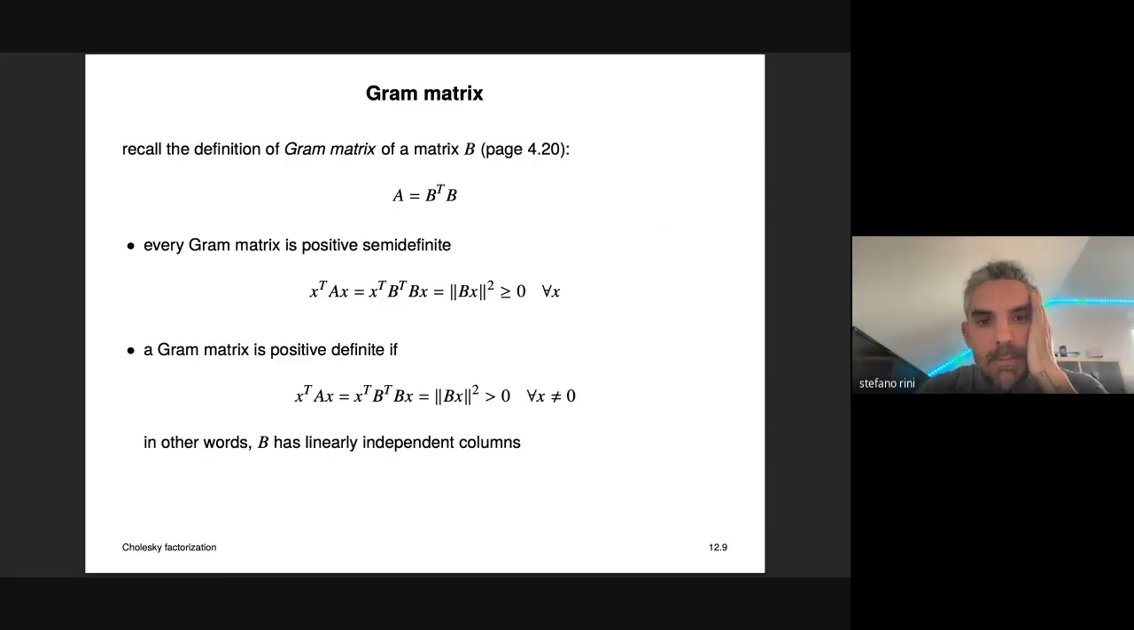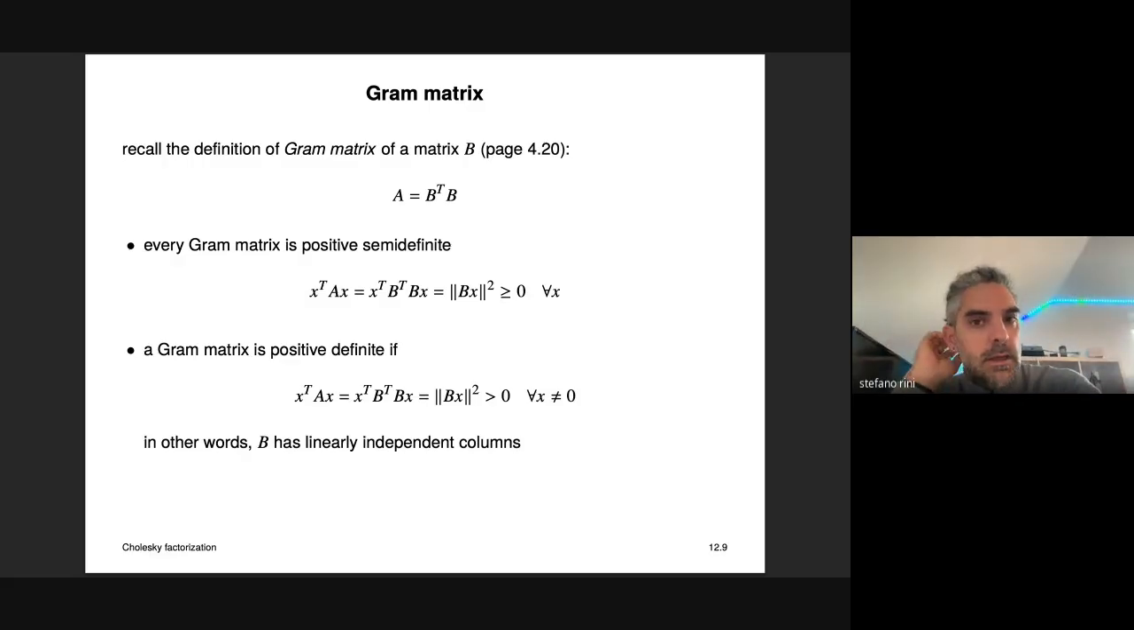So now let's discuss a Gram matrix. Let's say that we have a matrix B. Then we define the Gram matrix of B as B transpose B. Okay, so every Gram matrix is positive semi-definite, and this is sort of easy to see because we have x transpose A times x. This is equal to x transpose times B transpose that multiplies B times x. This corresponds to the definition of the Euclidean norm, right? The L2 norm. So the norm of Bx squared is greater than or equal to 0 by the definition of the norm.